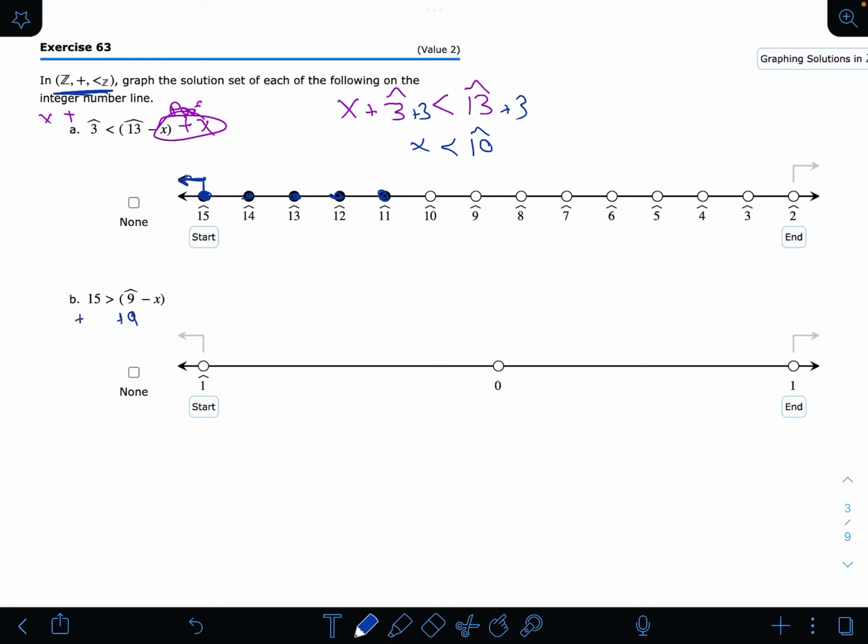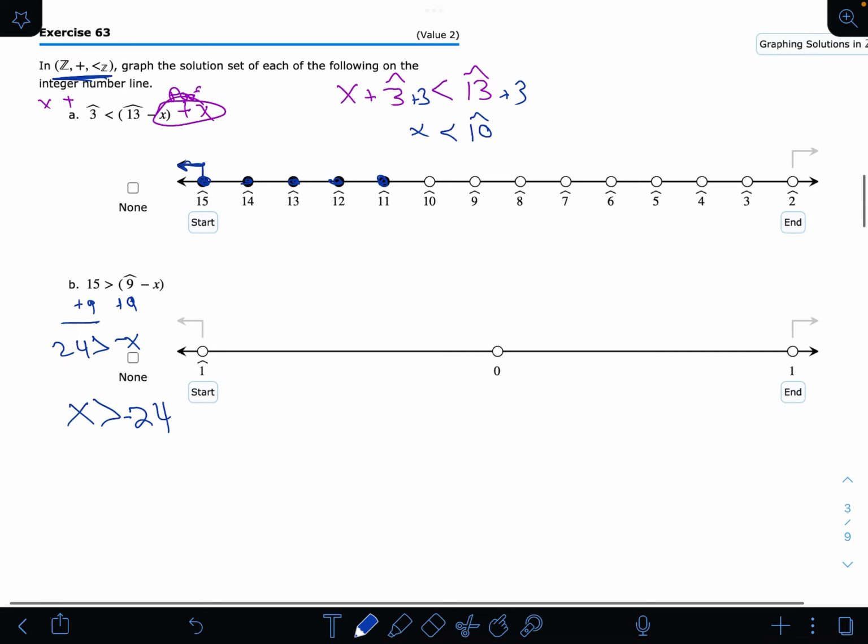On B, you've got 15 is greater than negative 9 minus x. If I added 9 to each side of this, that would get me 24 is greater than negative x, which again, using the properties we talked about before, ordered group property 4, I would have x is greater than the opposite of 24, negative 24.